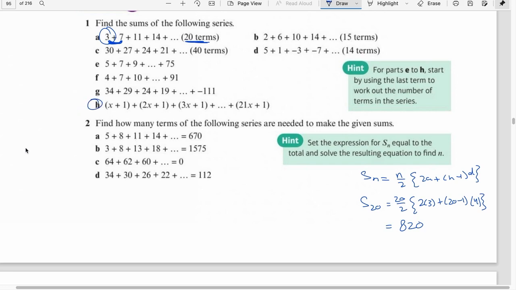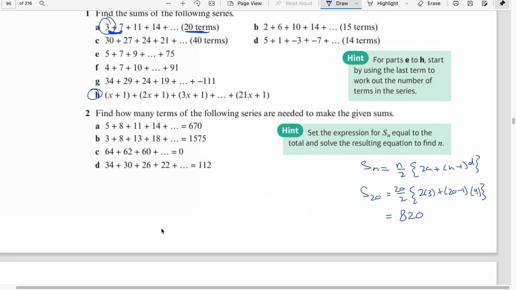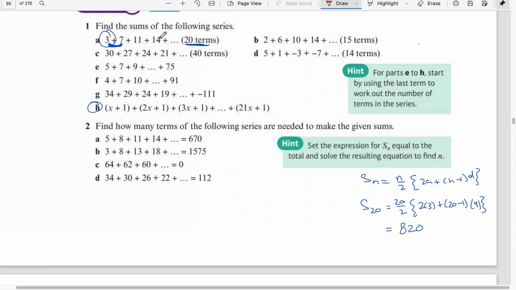All of these are almost the same. Let's try this part (b). It is already given and I have to find the sum of the following series. If you have a look at this, this is 1, then 2, then 3, and so on. Studying the sequence, we get that these are the first 21 terms.